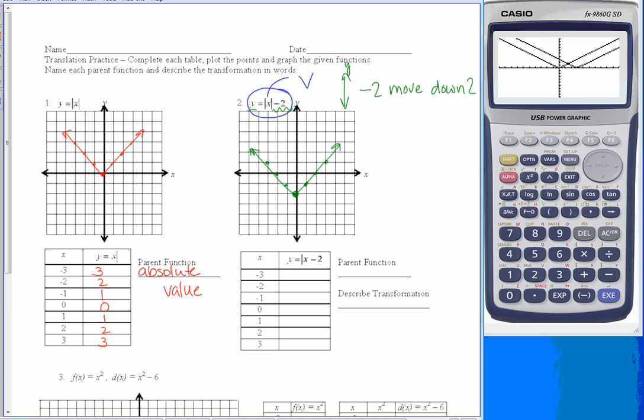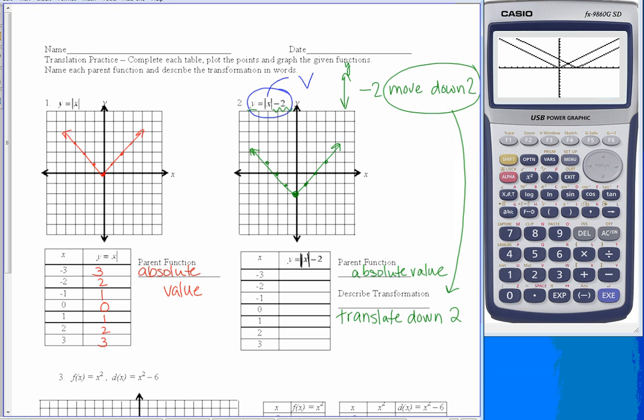Okay, my parent function is still the absolute value. Oh, and then I wrote this up here: move down 2. That's also called translate down 2, another word I can use for that. It's a translation from geometry. All right, in this table, you can't see where the symbol ended there. That was the absolute value of x minus 2.